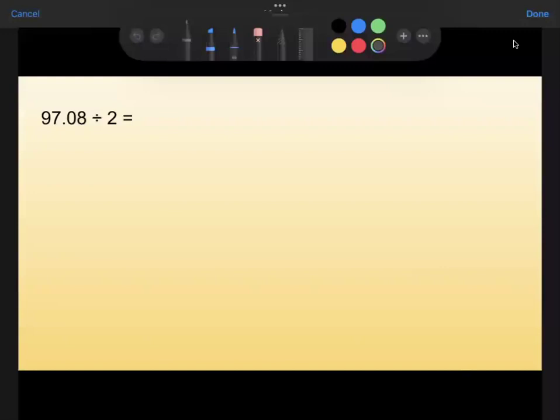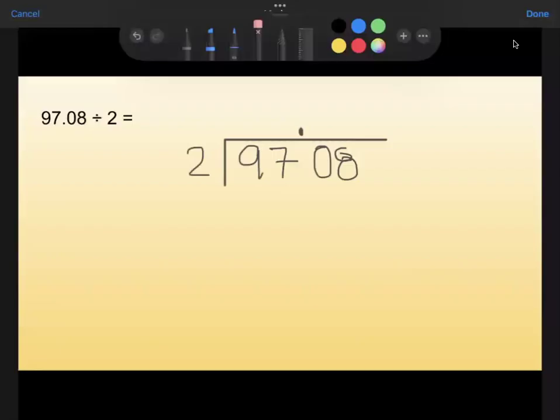Okay, here is our next example where we're going to take 97.08 and divide it by 2. So I'm going to go ahead and put the 97.08 here, put a division bracket around it, and put a 2 on the outside. Before I start, I'll put a decimal up into the answer space right above where it is in the problem, and then I'll erase the decimal in the problem.